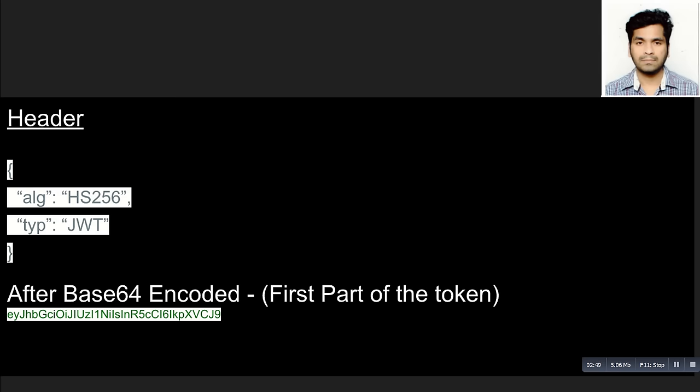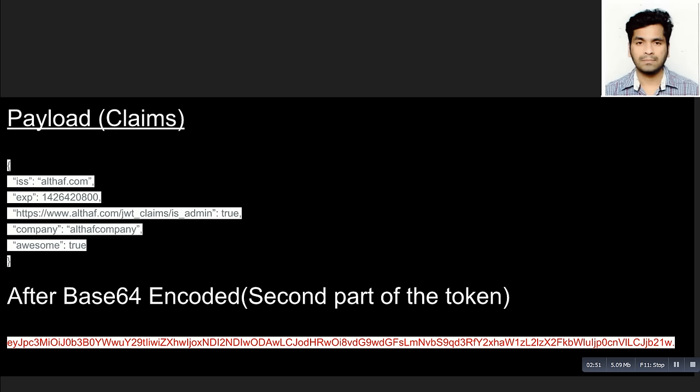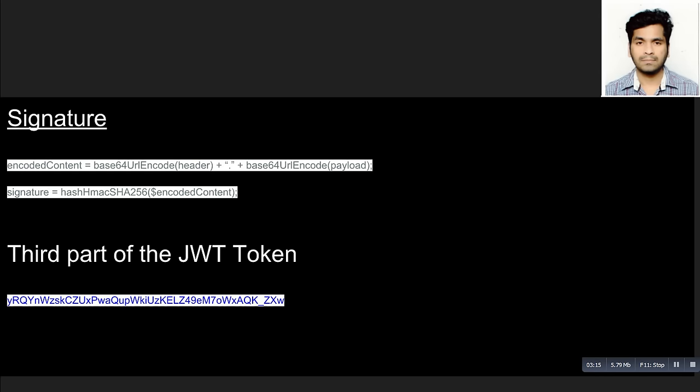The second part of the token is constructed from the payload. The payload usually has information like who issued it and the expiry time, and it can have some other details like the subject also. Below you are seeing the base64 encoded format of the second part of the token, constructed from the payload. The third part of the token is called the signature.